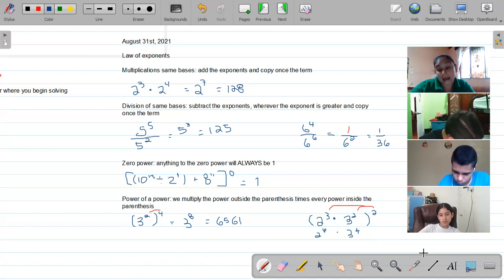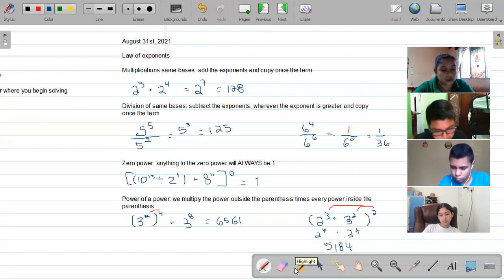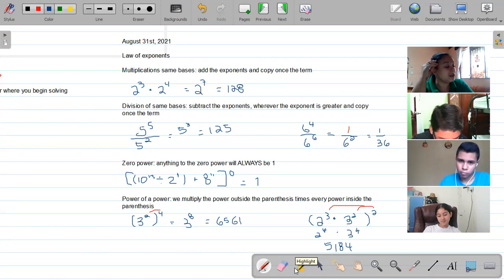But I can have the answer in extended form. And the answer in extended form is going to be 5,184. You can check that if you want. I'm pretty sure that you're not going to want to, and you're going to trust me. So that's the final answer, 5,184. And that is the fourth rule, or the fourth law of exponents.